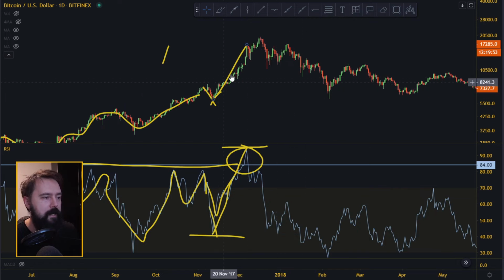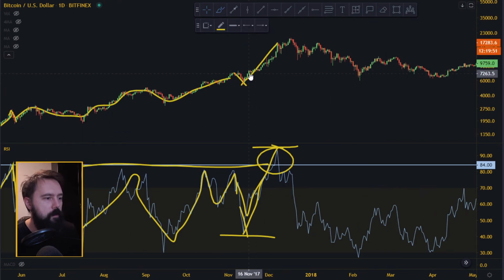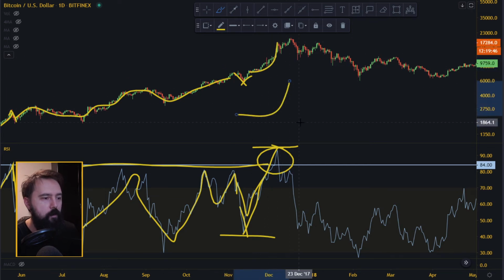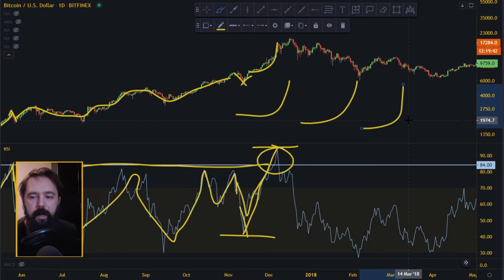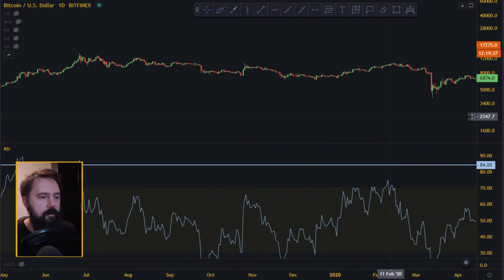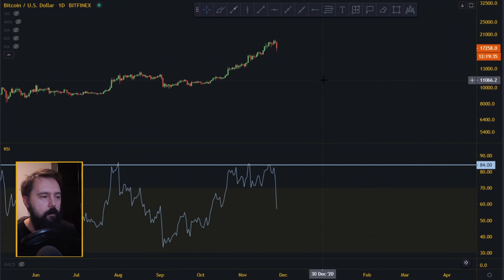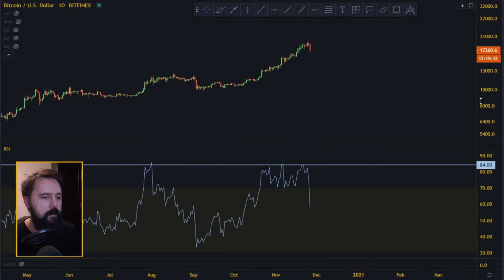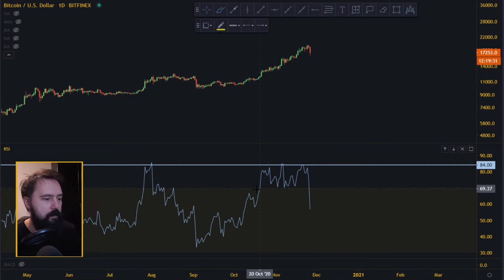But what I want to say is, it's only on the parabolic moves, the moves that go fast up. Those are the kind of moves that can move the RSI above 84 and higher. So what happened here is that we did not have a parabolic move. We had a slow and steady rise, and that's why we get this pattern over here: up, down, up, down. So price goes up and corrects down to the 70 line, and goes up, corrects down, up, corrects down.